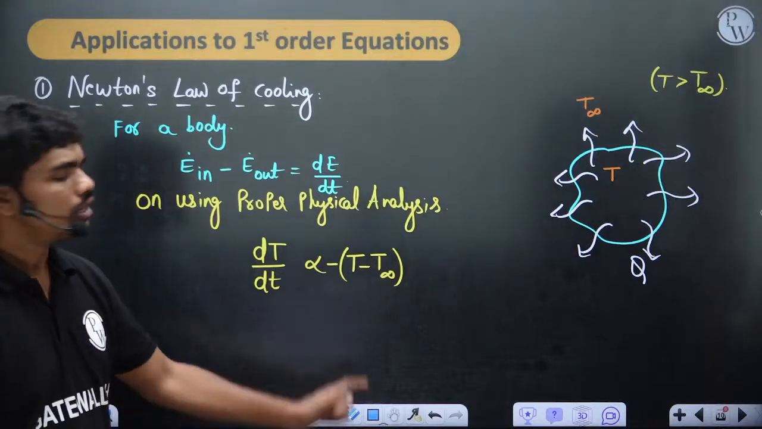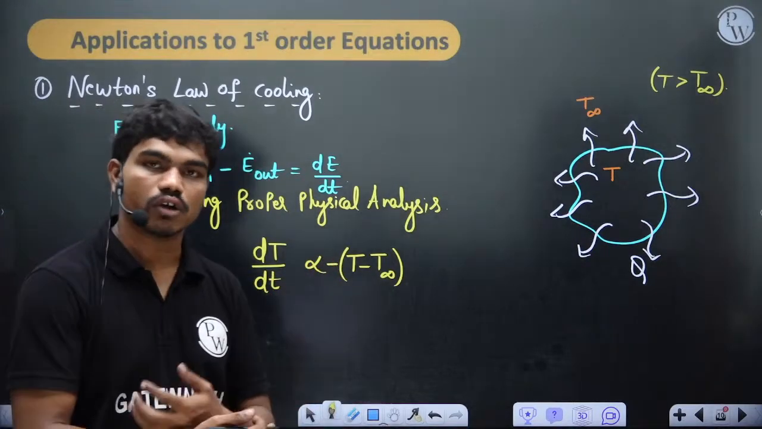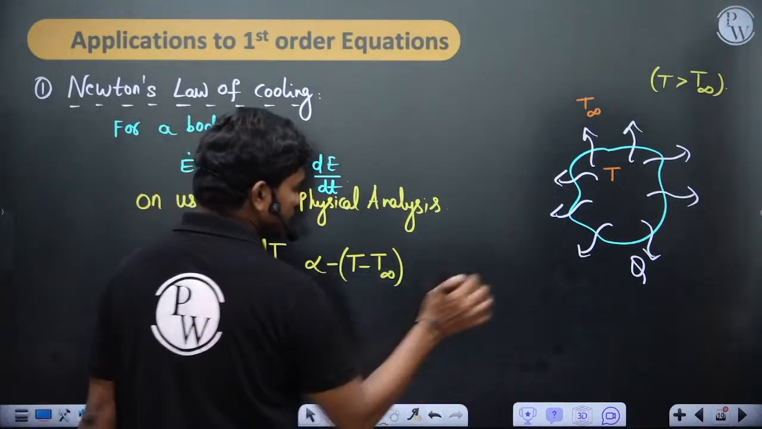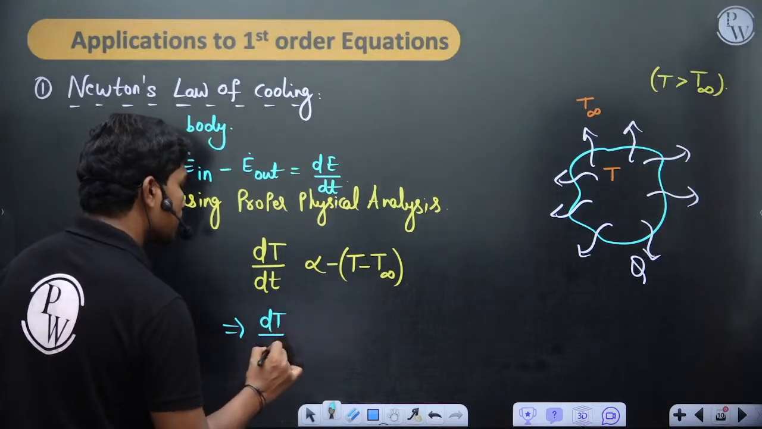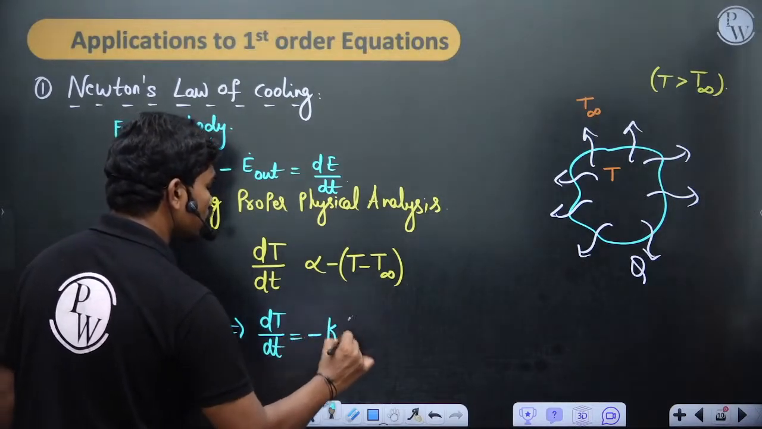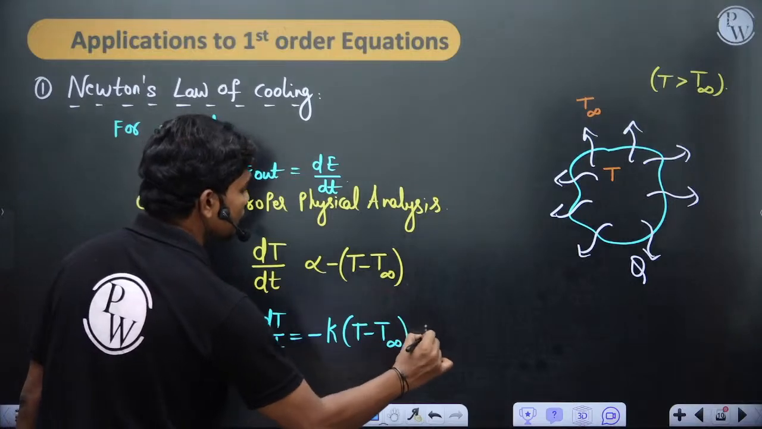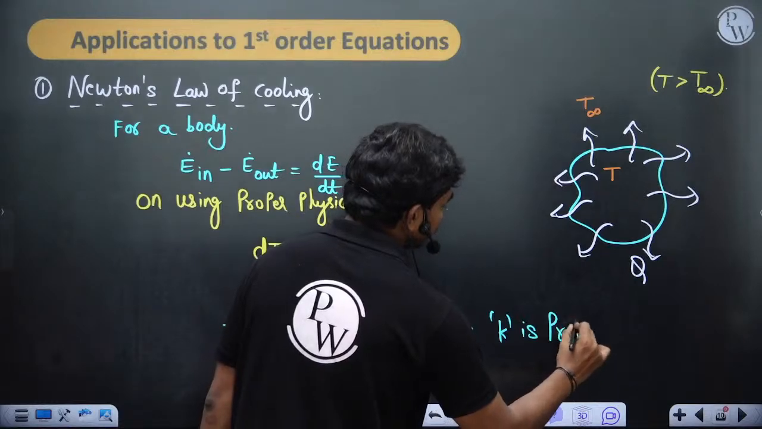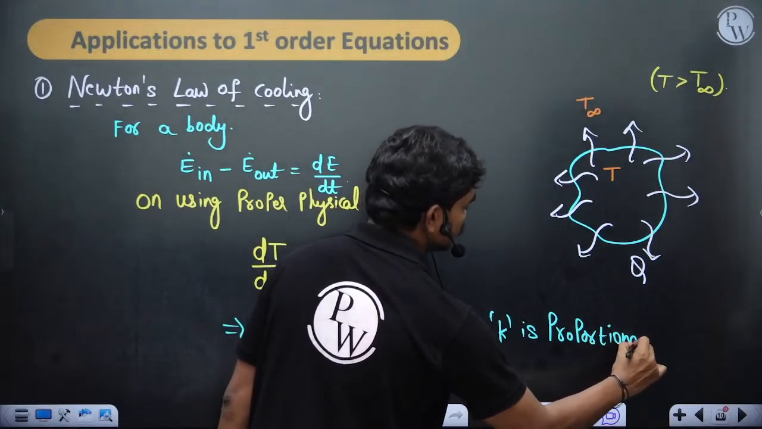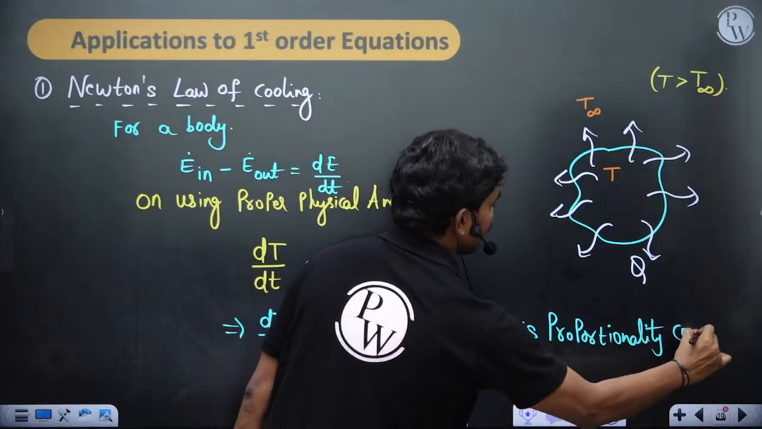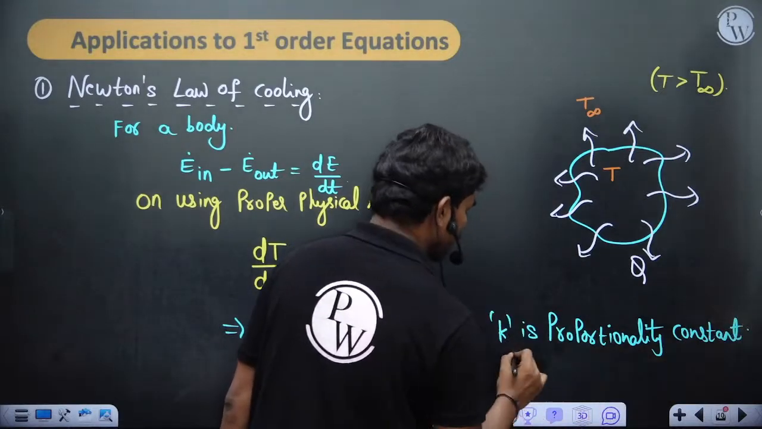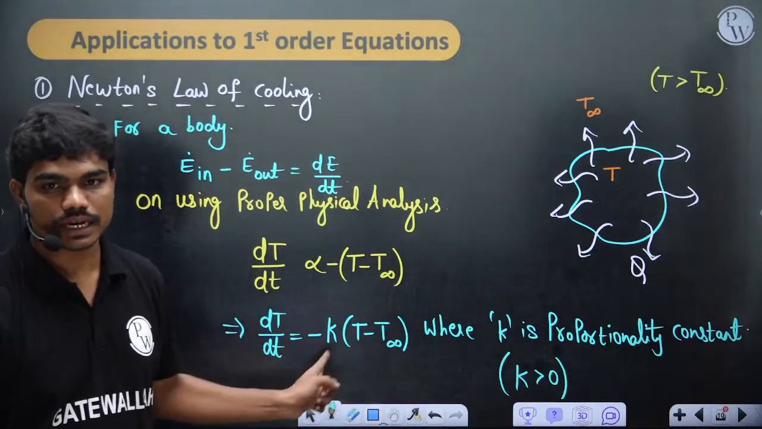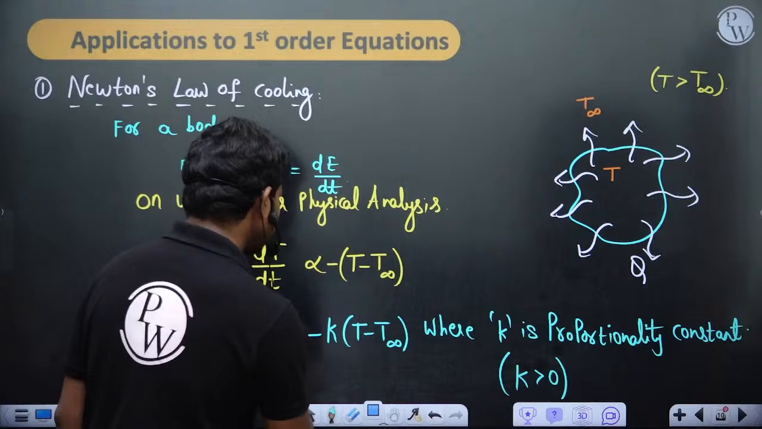but with a minus sign. In general many times people don't put this minus sign because the constant value can be calculated accordingly. This can be written as dT by dt is equal to minus k times (T minus T infinity), where k is the proportionality constant, and obviously k is positive. If k is positive, only then you should put this minus sign. If k is negative, then you need not put this minus sign. So this is the differential equation.